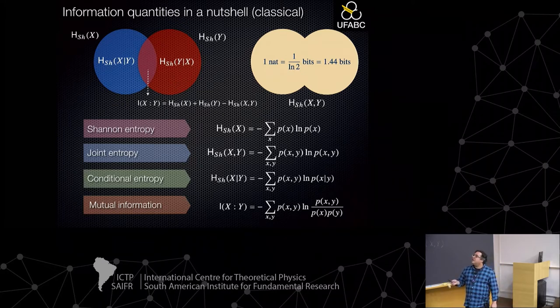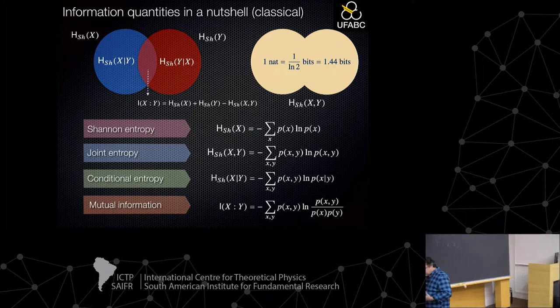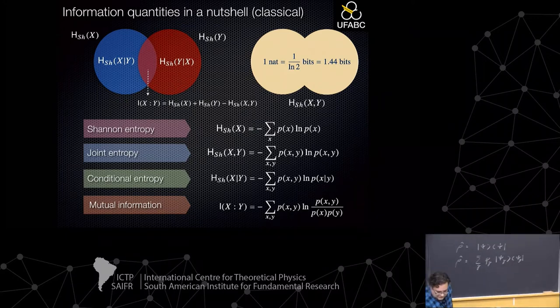And we can also have conditional entropy, which means that if I get some information, if I measure y, this will be the conditional entropy of the variable x, given that I have knowledge of y. So just the blue part without this overlap. Just the other part without this overlap is the conditional entropy of variable y, given that I have knowledge of x.